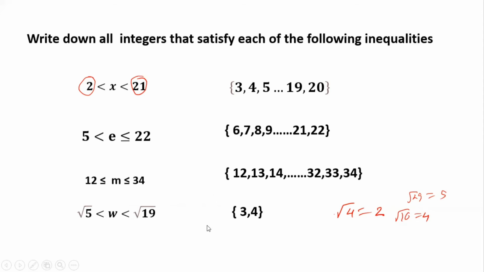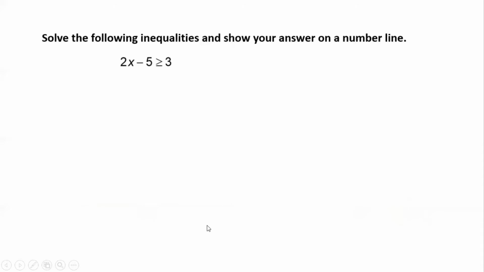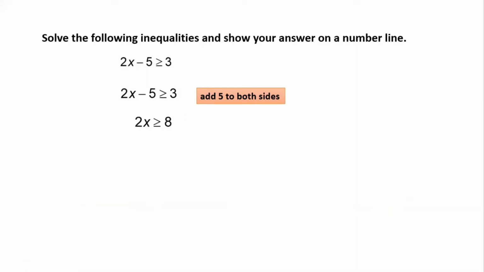Understood, all of you? Okay, now let us solve the inequalities. Solve the following inequalities and show your answer on the number line. So solving the inequality is the same as solving the equation. So we add 5 to both sides. Now adding 5 to both sides, here 2x will remain and 3 plus 5 will be 8. So 2x is greater than or equal to 8.